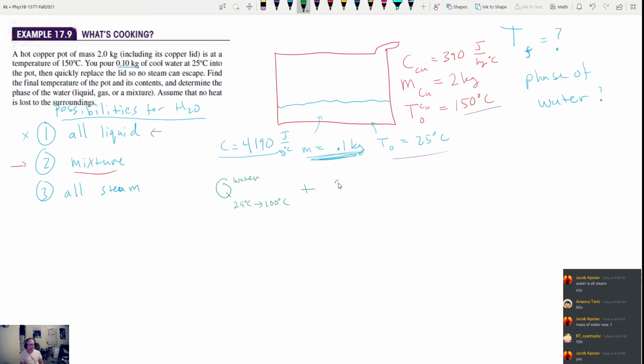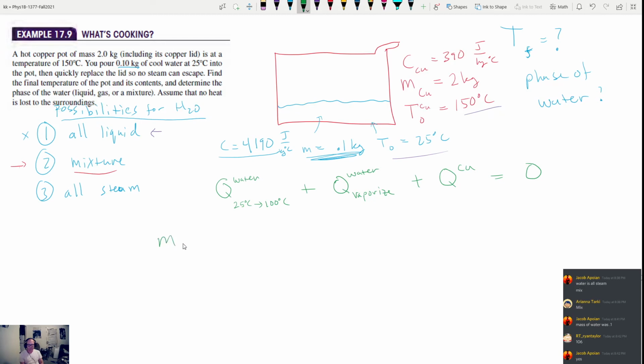Then that same water is going to have to vaporize and turn into steam, some of it. And of course, we're still going to have the heat transfer associated with the copper, okay? And these should all add to 0.